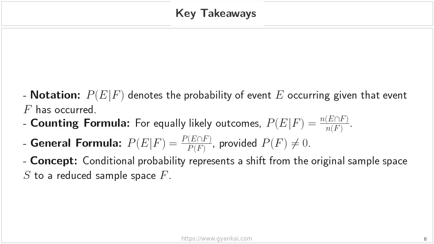Finally, I want you to remember the core concept behind all of this. Conditional probability is all about a shift in perspective. We are moving from our original large sample space, which we call S, to a reduced sample space, which is event F. We have shrunk our world down to only the outcomes where F is true. If you have reviewed these points and feel confident, you are ready to tackle the exercises. Great job today!